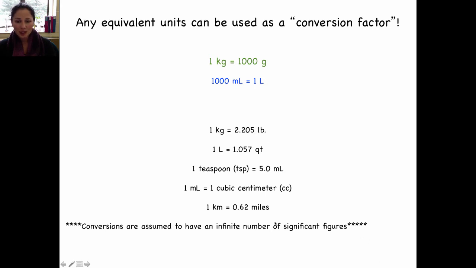Please note, down here at the bottom, I've written for you that conversion factors are assumed to have an infinite number of significant figures. So any of the conversion factors that you pull out of your tables or your textbook or your activities can be assumed to have an infinite number of significant figures. You don't need to let those limit your significant figures in your answers.